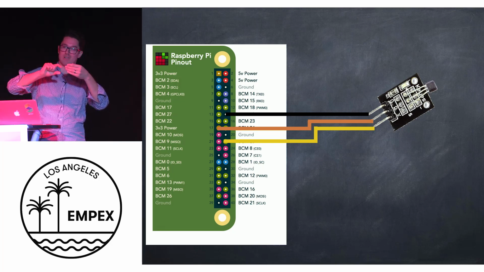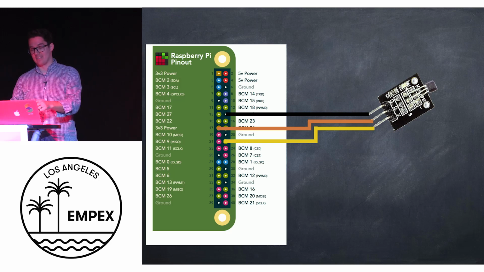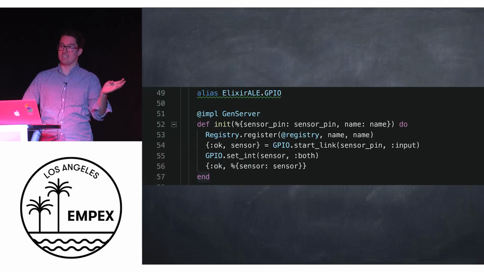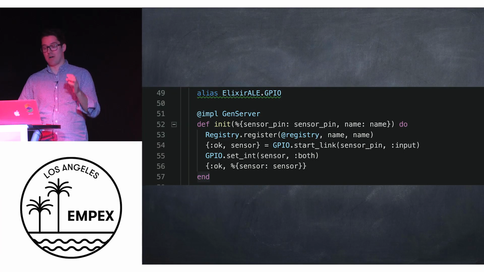And when they come close together, then you know the garage door is closed, and it's going to turn the voltage on that one pin high. So we're going to use the Elixir ALE project again, but this time we're going to wrap it inside of another GenServer.